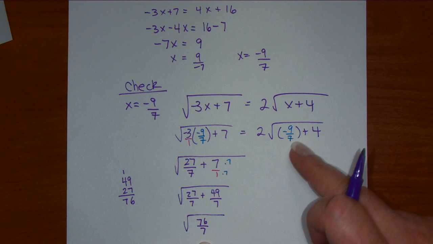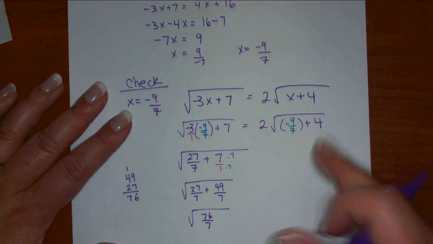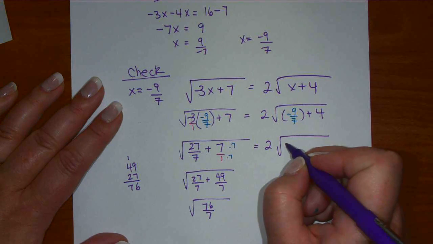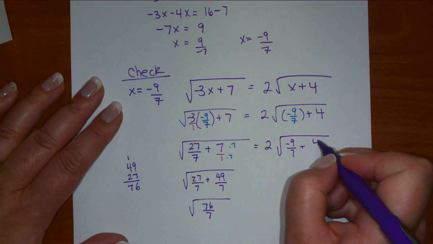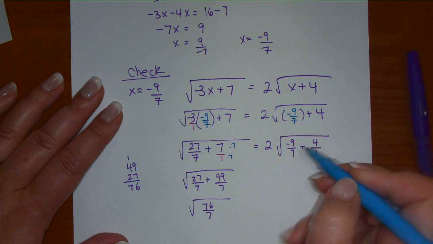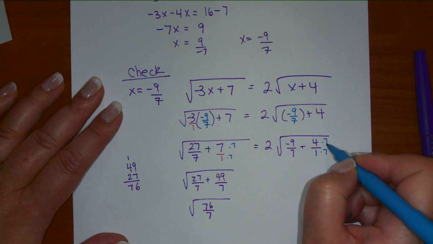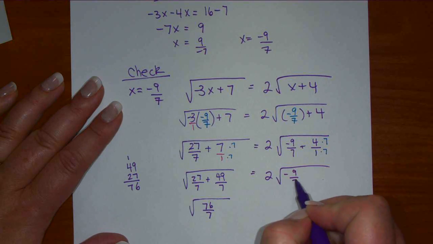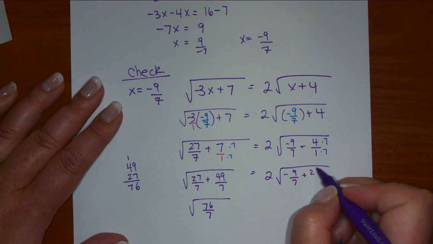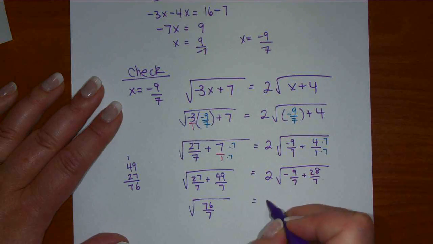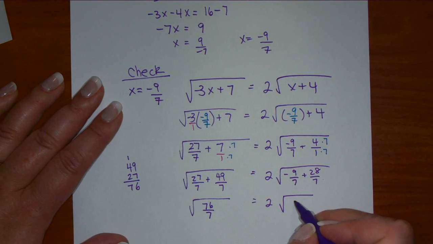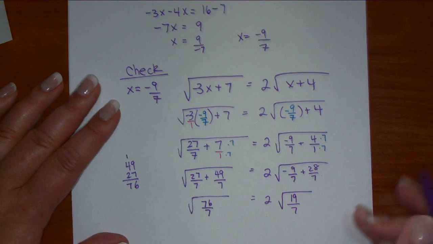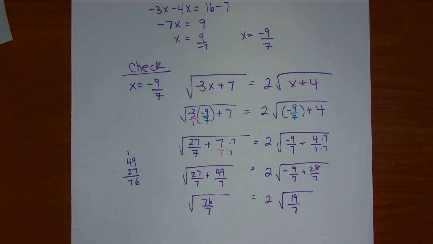Alright, so let's see what we get over here. Now this is just minus 9 over 7 plus 4 over 1. What's the common denominator? 7. 28 minus 9. Alright, now they don't look the same right now, so how can we check if they are?